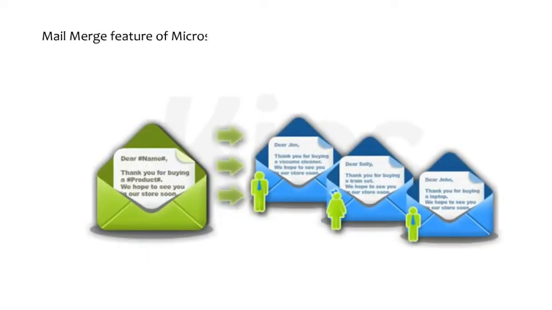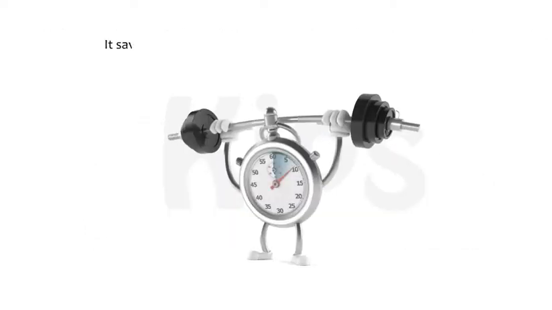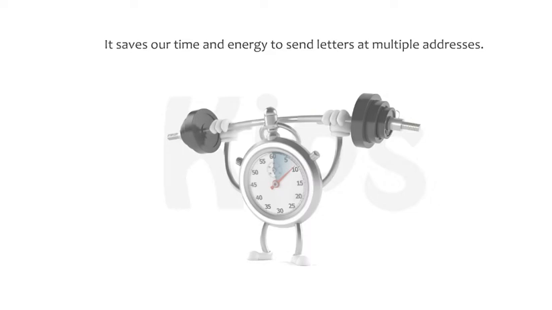Mail merge feature of Microsoft Word is used to combine a data source which contains addresses of all the recipients with the main document. It saves our time and energy to send letters at multiple addresses. Let us start with the data source.